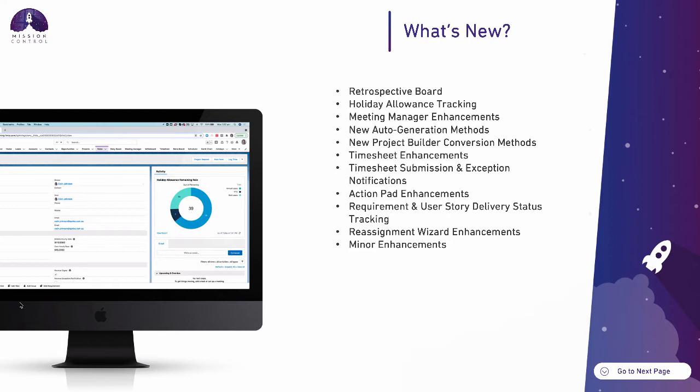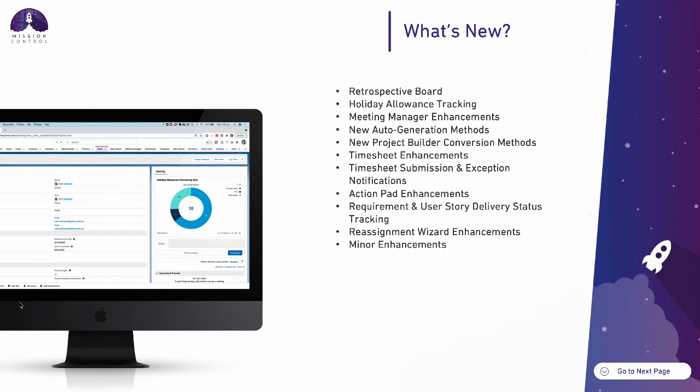We're also introducing the ability to create holiday allowance records against each of your resources, and you can track the usage of that, so the drawdown from those holiday allowances as and when people are booking holidays. A few different enhancements to the meeting manager, main one being the ability to generate a PDF of the meeting notes. We've also added in a couple of additional generation methods on the opportunity order generation functionality.